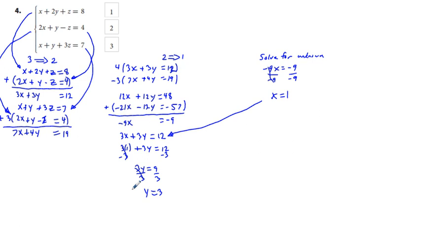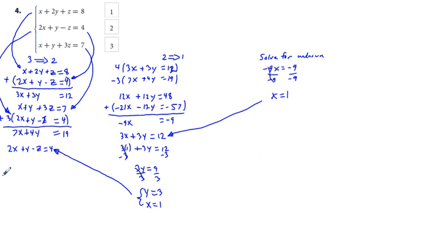Okay, so there's y. And now we can bring along the x equals 1 and y equals 3, and we can substitute them into one of these other equations. So I'm going to take the second equation. We have 2x plus y minus z equals 4. So we're going to take these two unknowns we've solved for and substitute them into this equation.